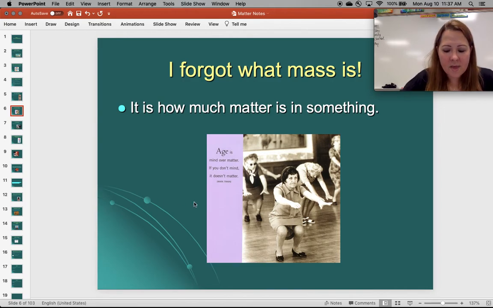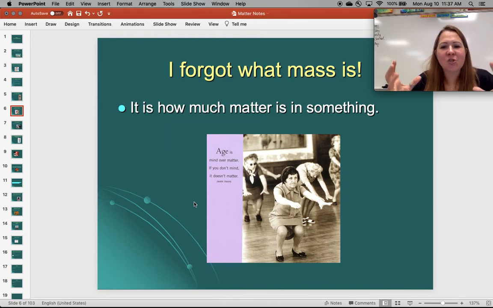Now, with another definition that you're going to see a lot this year, and one that was in the definition of matter, matter is anything that has mass and takes up space. Mass is how much stuff, how much matter is actually in something. A lot of times people don't like this definition because you can't have matter without mass. You can't have mass without matter. It kind of is all cyclical. It is what it is on this one.